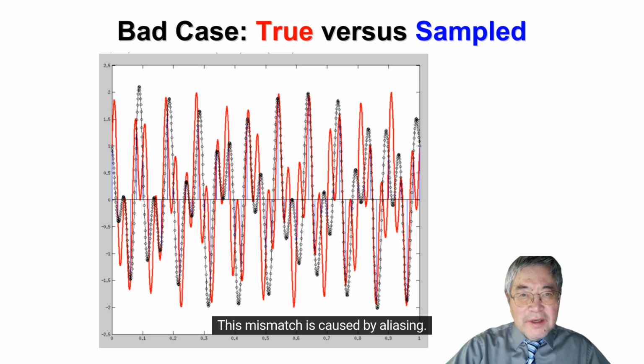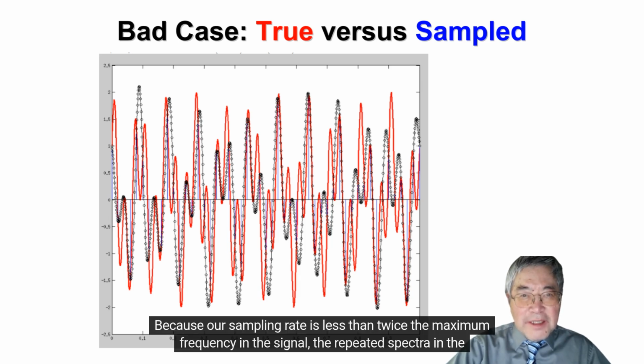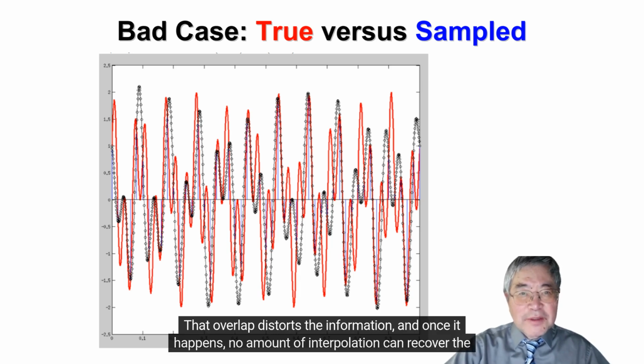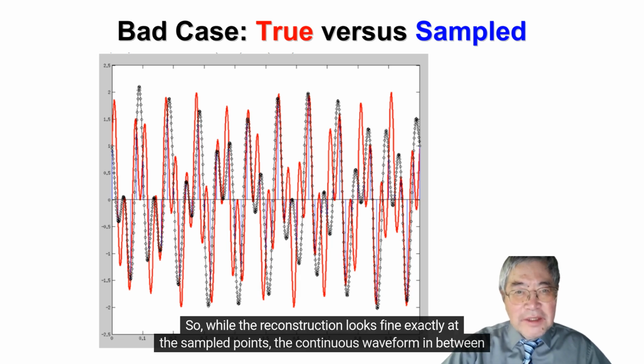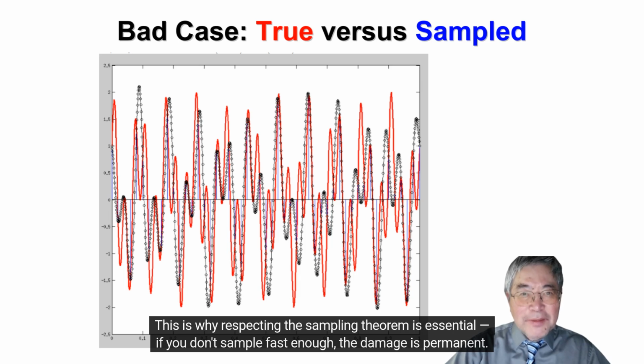This mismatch is caused by aliasing. Because our sampling rate is less than twice the maximum frequency in the signal, the repeated spectra in the frequency domain overlap. That overlap distorts the information, and once it happens, no amount of interpolation can recover the original shape. So while the reconstruction looks fine exactly at the sampled points, the continuous waveform in between is completely wrong. This is why respecting the sampling theorem is essential. If you don't sample fast enough, the damage is permanent.